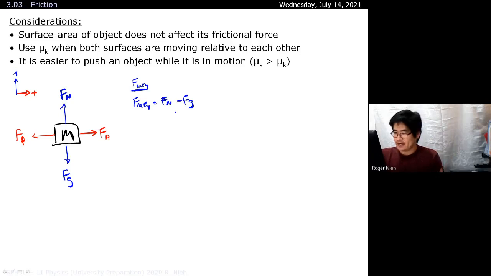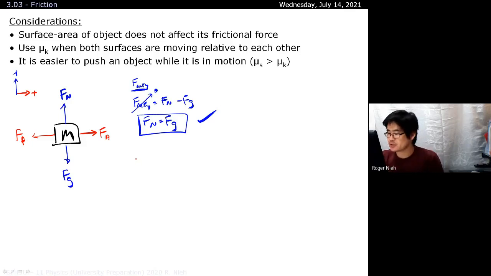So we know that F net in the y dimension has to be 0. Therefore, our normal force is equal to the force of gravity. That's one thing that we know. Do we need to know that right now? No, but I'm just letting you know that that is true. That is 0. Another thing is 0 as well, your F net in your x dimension.